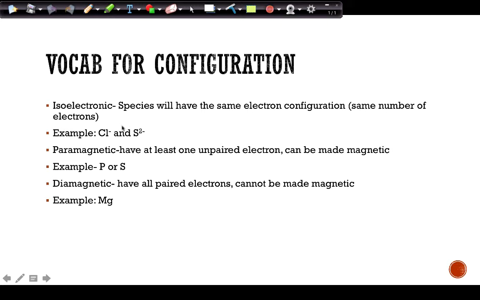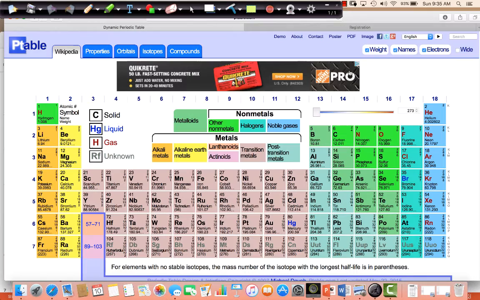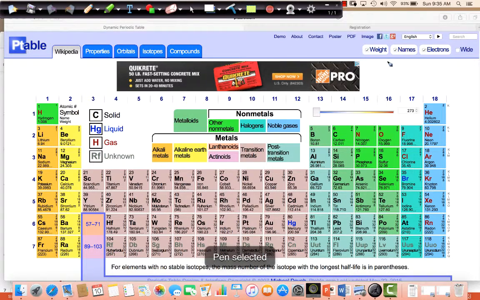So let's look at chlorine -1 and sulfur with a -2 charge. If I look at that in the periodic table, see chlorine and sulfur. So Cl- and S2-. When I look at this, they're right next to each other. Sulfur normally would be 1s2, 2s2, 2p6, 3s2, and then 3p4. Well, when it becomes a -2 charge, we're going to add 2 electrons to that, and then it becomes 3p6.